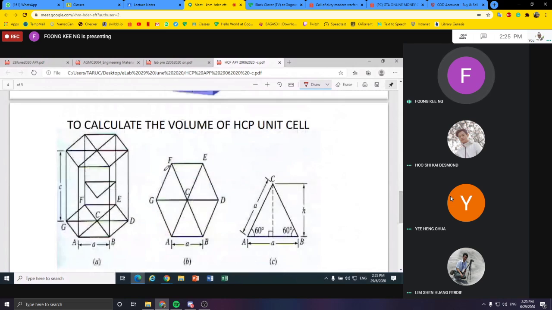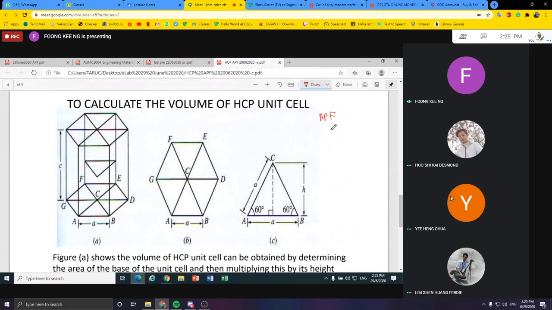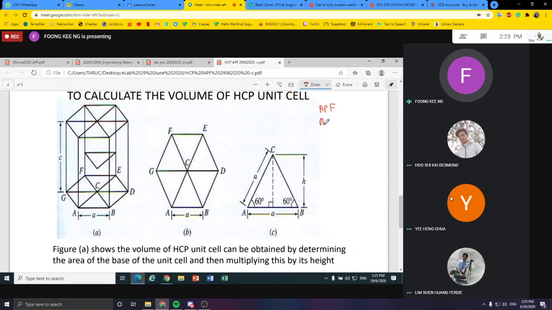Let's look at how we calculate APF. Slowly. This APF, I want to calculate the atomic packing factor. Another name, Paris? Atomic packing what? Factor. Very good. Okay, thank you for following me.